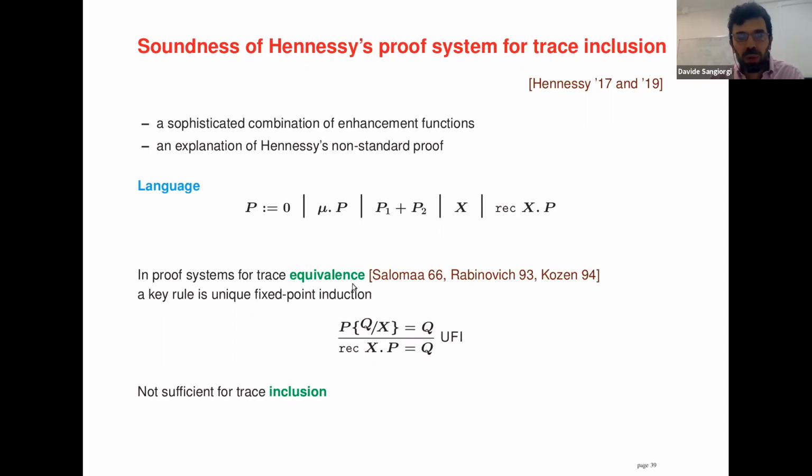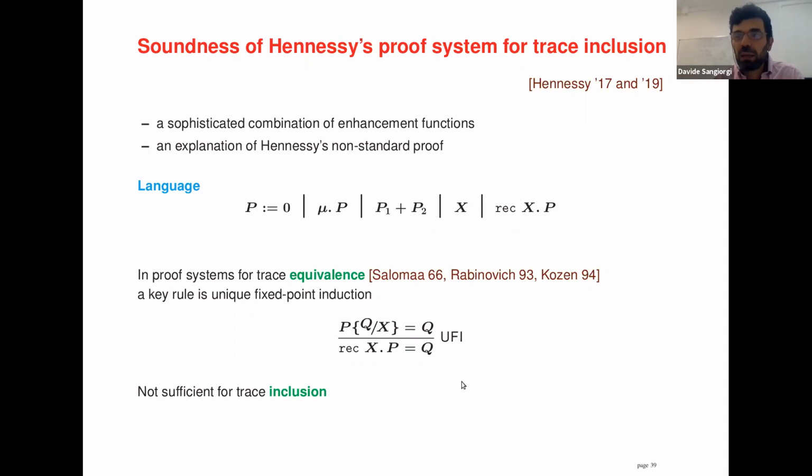So in the case of trace equivalence, proof systems for regular processes have existed for many years. And typically they are based on a rule of unique fixed point induction of this kind. Now for trace inclusion, this rule does not seem to be strong enough and sufficiently powerful. And as far as I know, the problem of finding a proof system sound and complete for trace inclusion, so language inclusion, had been open since Matthew Hennessy's work.